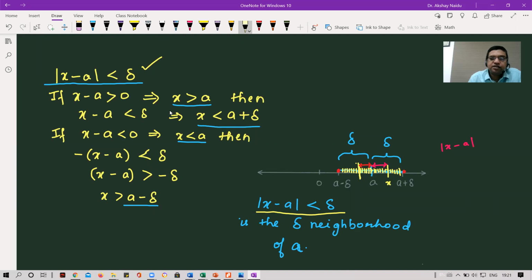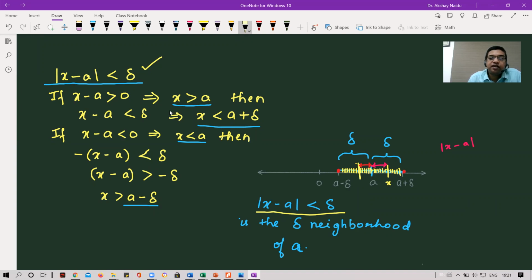Modulus of x minus A less than delta. This means now two categories. When x is greater than A, it will be x minus A less than delta, which means x is less than A plus delta.